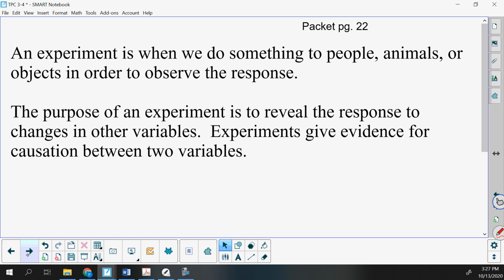All right, so our new stuff for today is going to be on packet page 22. We're going to learn about two things. We're going to learn about how to design an experiment, and we're also going to look at some basic probability. So an experiment is when we do something to some type of subject, either people, animals, or an object, and we want to see what is the response when we do that thing to it. The whole idea of an experiment is we want to try and see if we can predict that response over time when we do that something to it. We want to see if there's some type of causation between the thing we do and the outcome in our subjects.